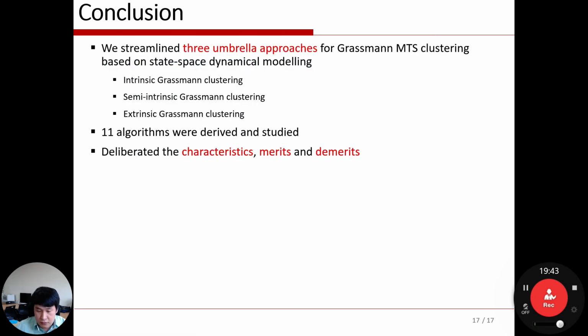So let's conclude the presentation. We have streamlined 3 umbrella approaches: intrinsic, semi-intrinsic, and extrinsic. And according to the combination of the algorithms utilized, we have derived 11 algorithms. And we have also shown the merits, demerits, and characteristics of each category along the way.